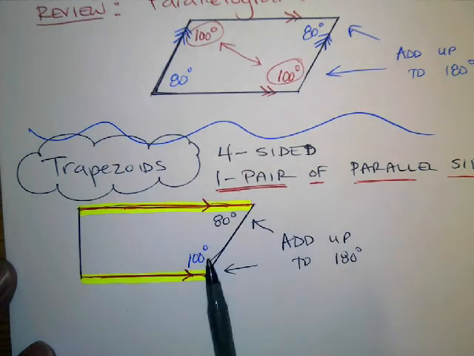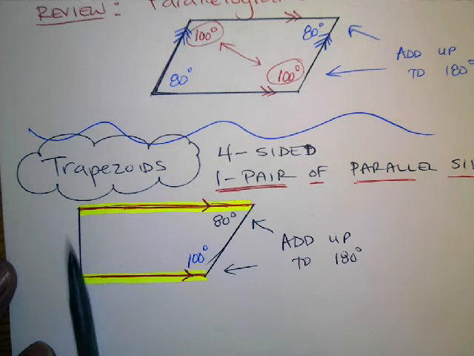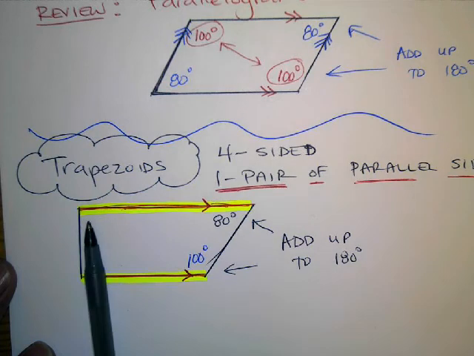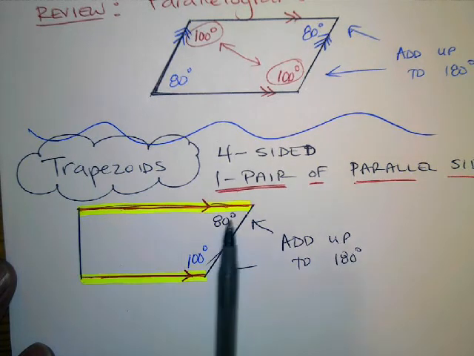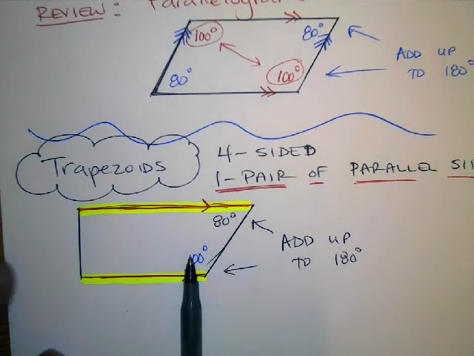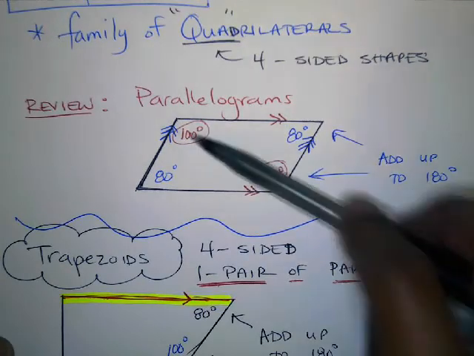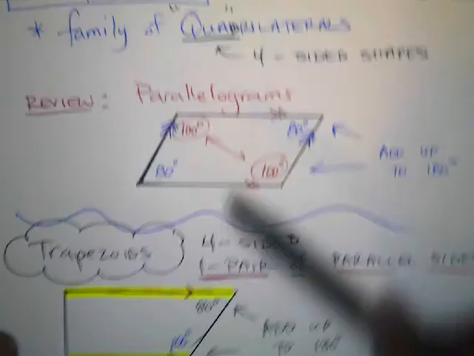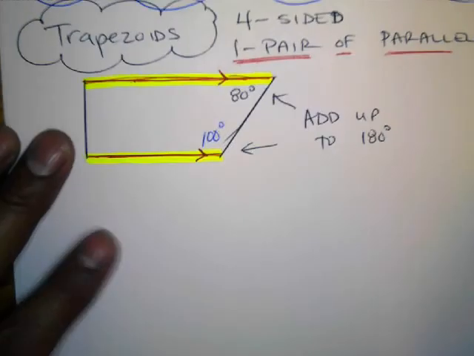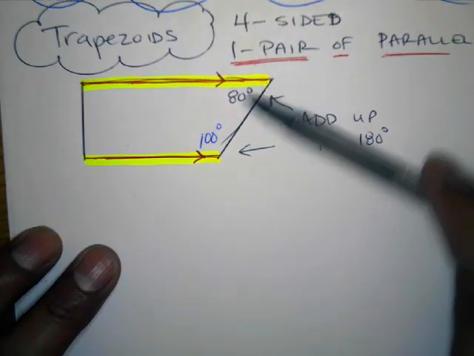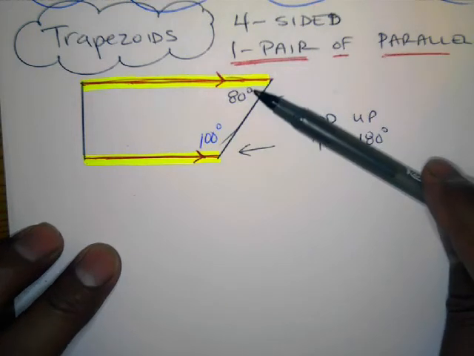And see, these angles can be something else. These angles here, over here, these other two over here, will have nothing to do with these over here. Right? Because it's not a parallelogram. Here, remember, a parallelogram, opposite angles were congruent. That's not true here. That's not true anymore.